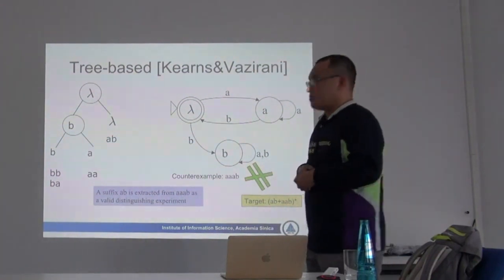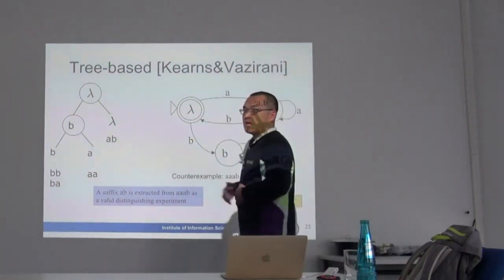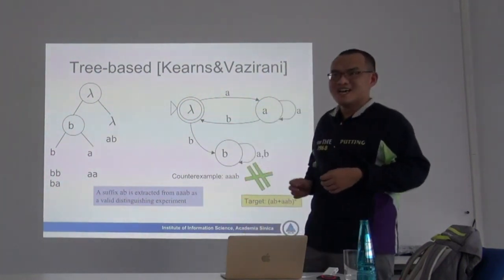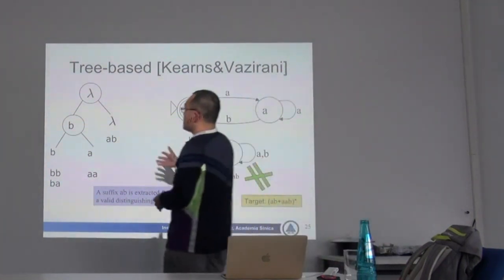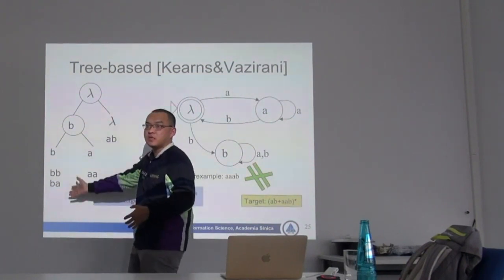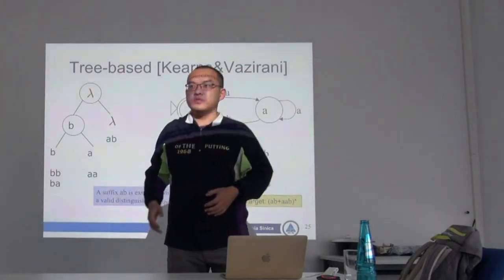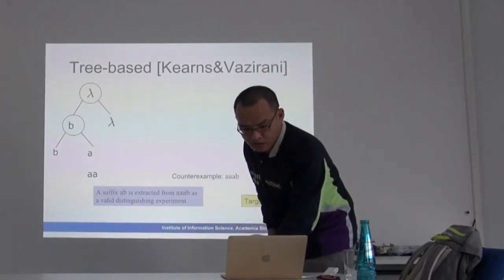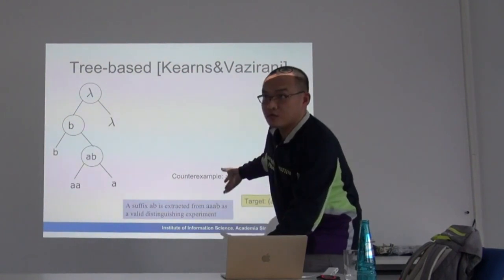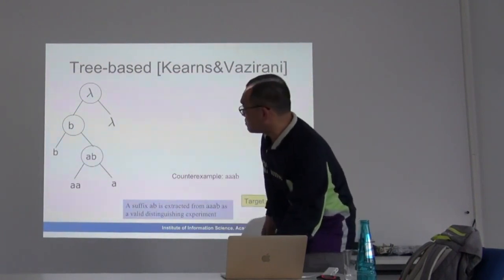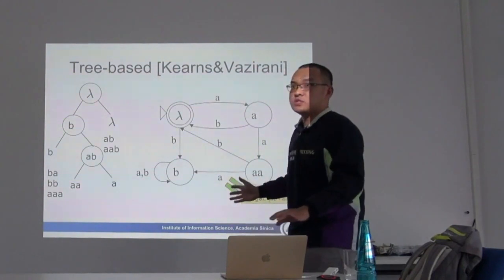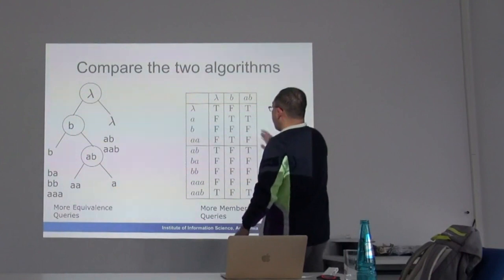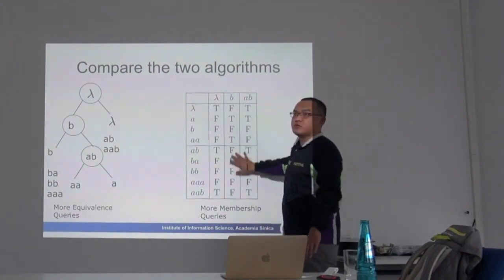The main reason is that it can reduce the number of equivalence queries in practice. Complexity-wise, actually, it's worse, because in the worst case the tree can be very unbalanced. When it is very unbalanced, it's worse, but it happens very rarely. I will not go into the detail of the reason. Basically, I just want to show you that there are two different versions, and the table-based version uses more membership queries.